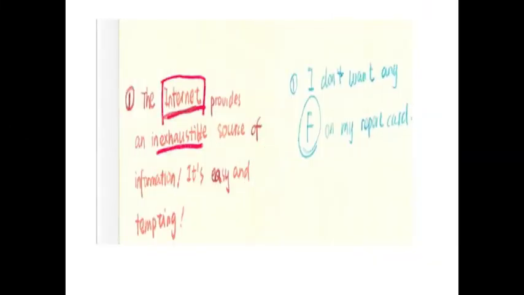So some evidence that Ms. Holly found for her work is that the internet provides an inexhaustible source of information, and it's easy and cheating is tempting. Her warrant, or the reason why this type of student might find this important or what's valuable to them, is they want to do well, they want to perform well, and they don't want to earn an F or perhaps even a C on the report card.